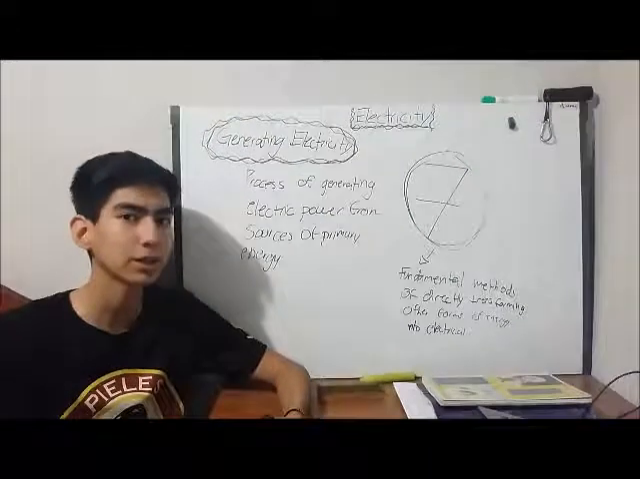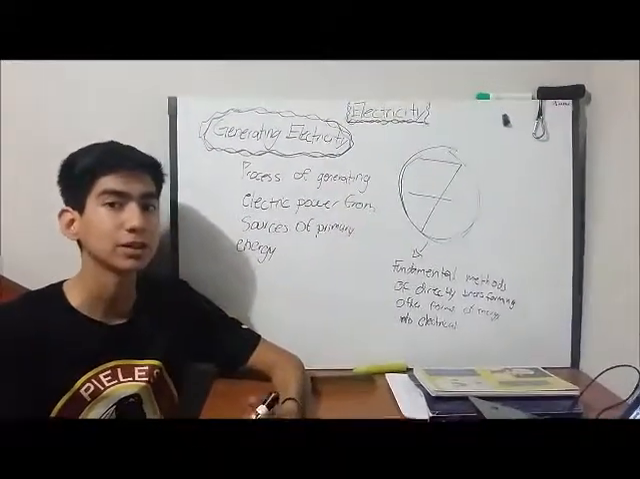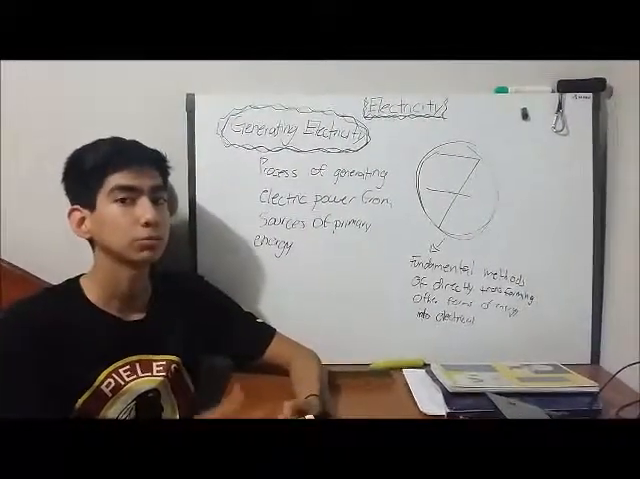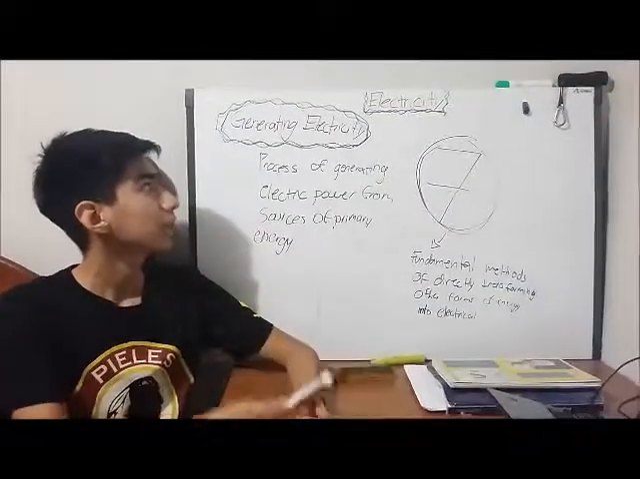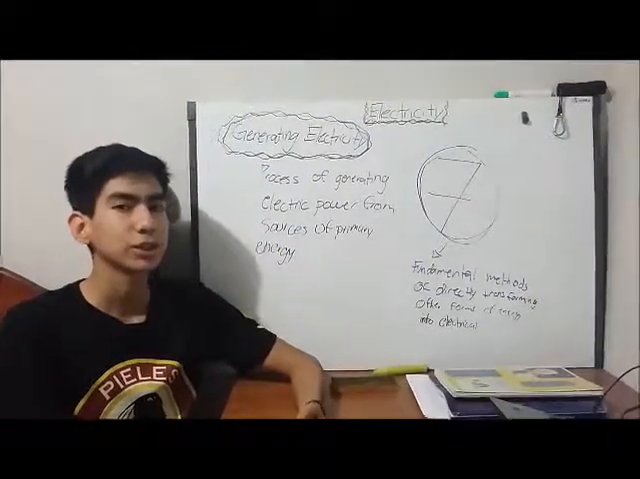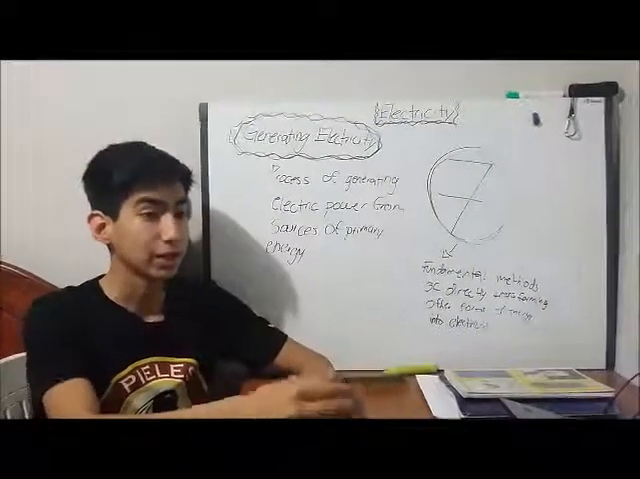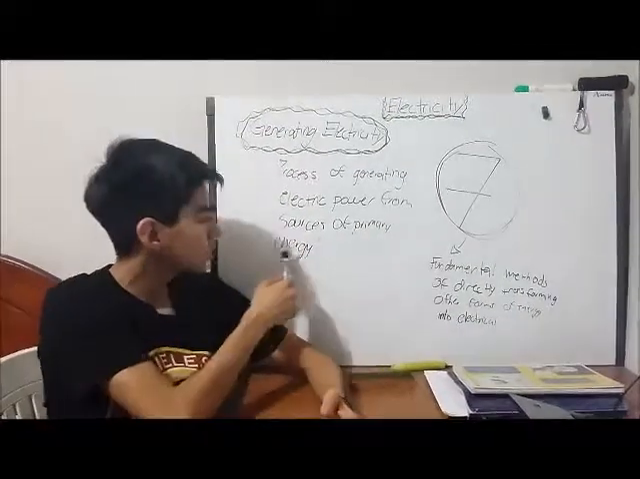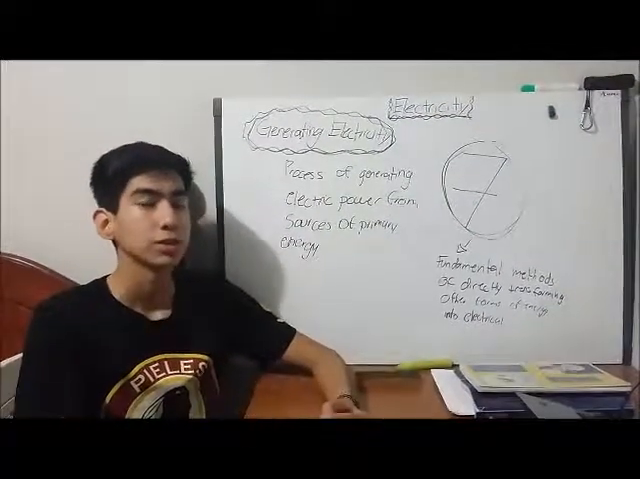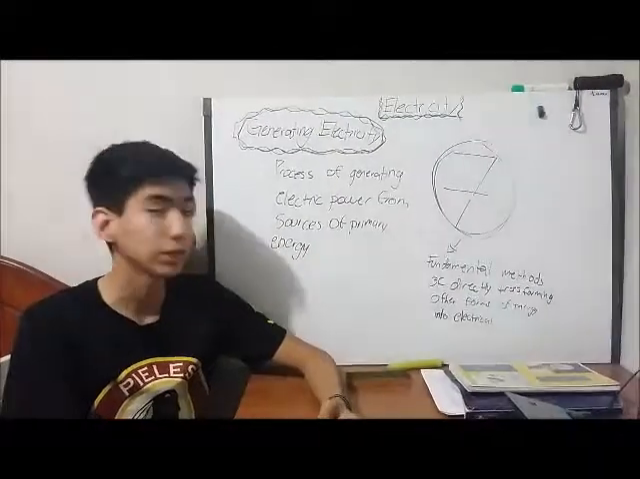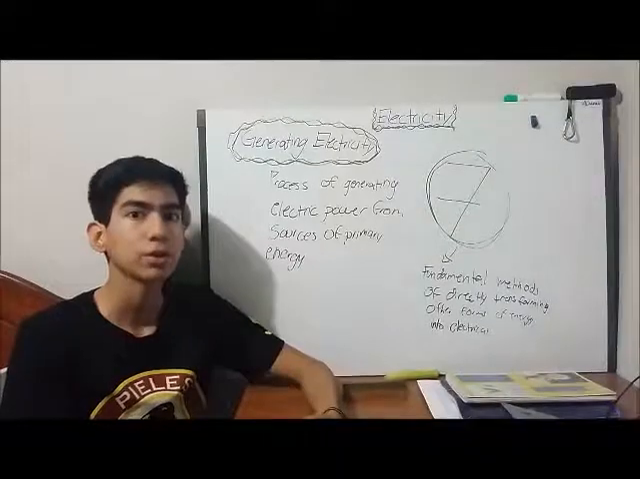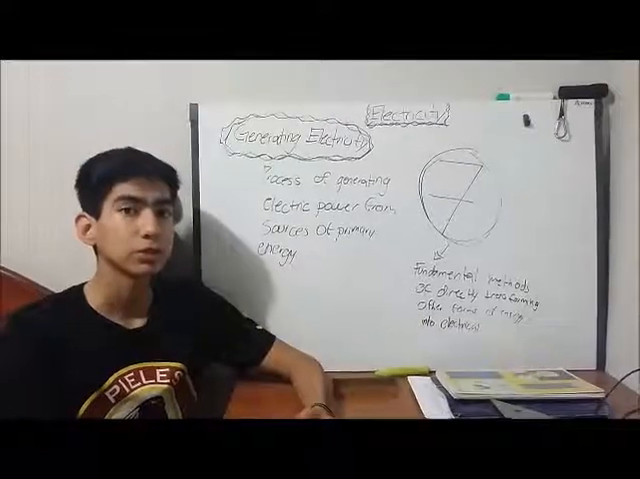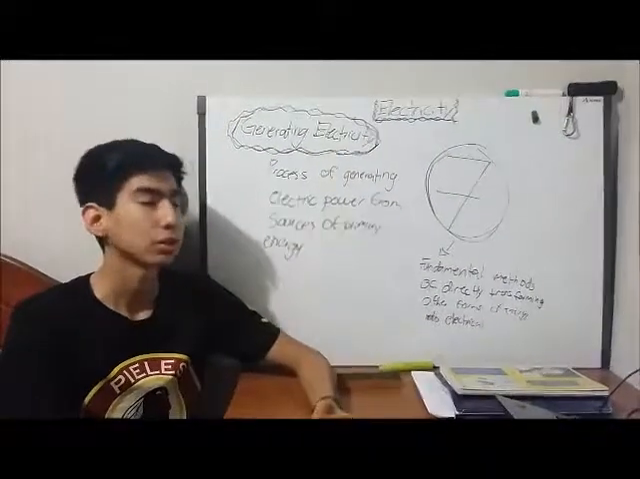Hi, my name is Julian Isaac and I'm going to talk about electricity, that is on stage 3. The first point we are going to mention is generating electricity. Generating electricity is a process of generating electric power from sources of primary energy. Primary energy can refer to the sun, which is a primary source of energy. Water is another primary source of energy. The wind also is a primary energy source.